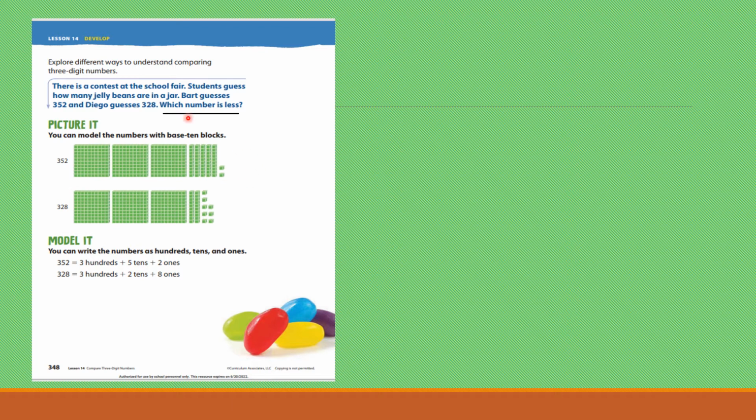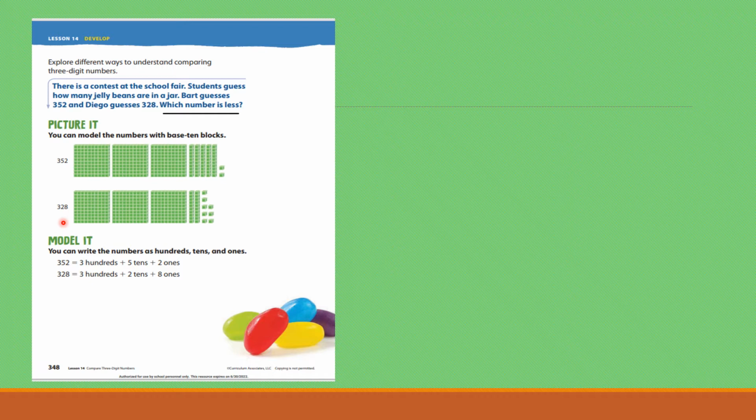Well, one way they did this was they pictured it by drawing a model of the numbers using the base 10 blocks. 100, 100, 100, 5 tens, 2 ones. 100, 100, 100, 2 tens, and 8 ones. Using the base 10 blocks, you can see a visual model of the two numbers. I have hundreds are the same. I go to the tens and I can clearly see that there are 3 more tens in 352 than 328. So I can see that 328 is a smaller number.